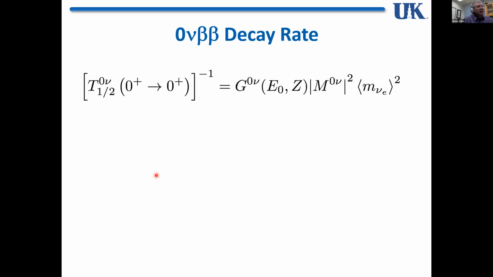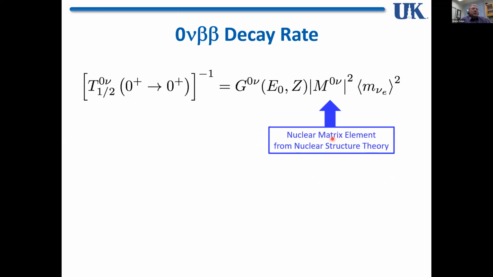And if we look at the neutrinoless double beta decay rate, it's shown simplistically by this equation, which has 3 terms. There's a phase space factor, which I'm told is well known and reasonably well calculated. There's a Majorana neutrino mass, which we would like to obtain if we observe this process. And then finally, there's a nuclear matrix element. Unfortunately, this is not measurable, so you have to obtain it from nuclear structure theory.